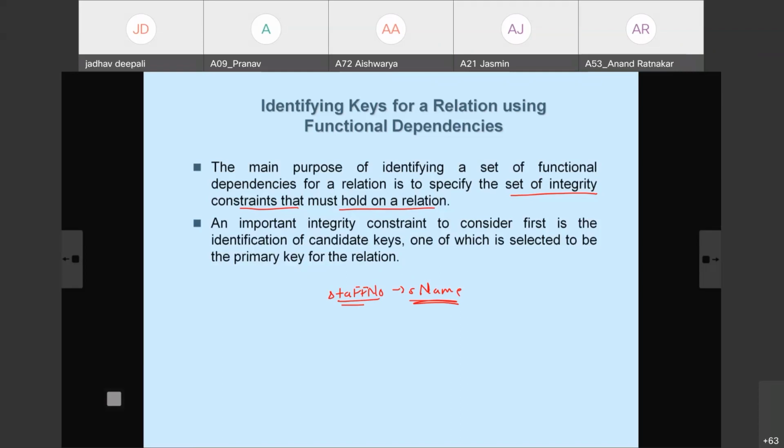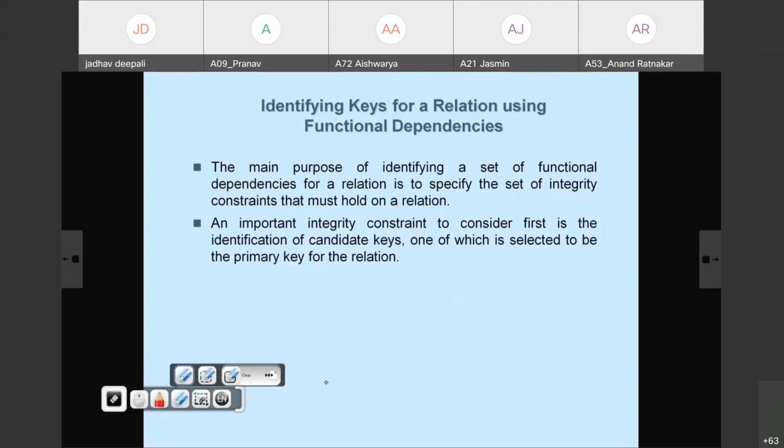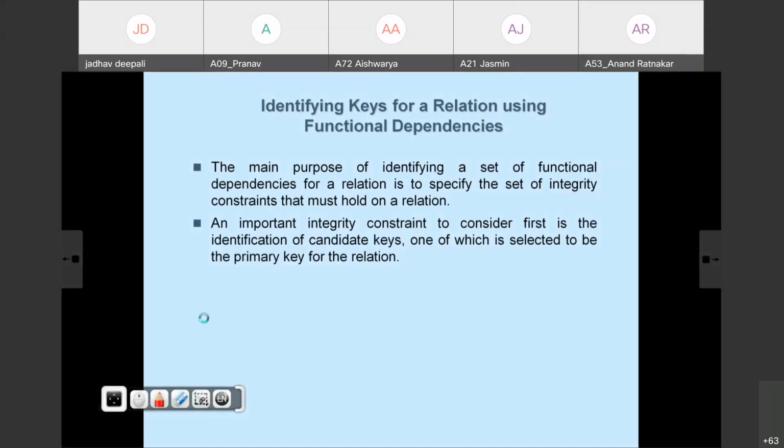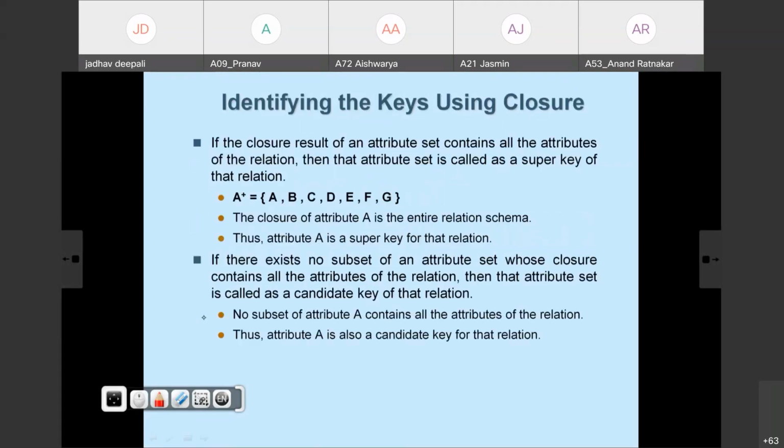An important integrity constraint to consider first is the identification of the candidate keys, one of which is selected to be the primary key of the relation. So we need to identify the candidate key, and then it is easy to identify the primary key for that relation. Now see how to identify the keys using closure.